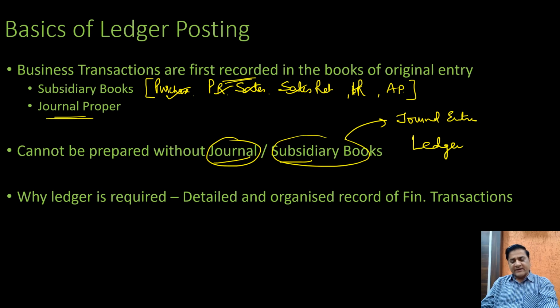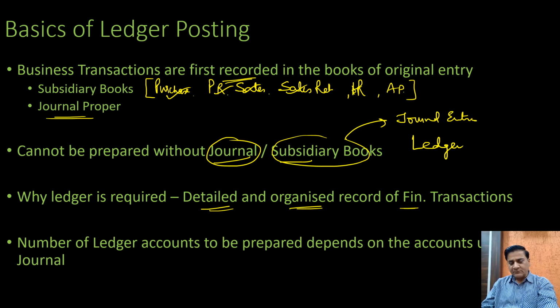Why is it required? The ledger accounts are required to be made so that we have a detailed and organized record of a financial transaction. We'll see how. Now comes the question as to how many ledger accounts are required to be prepared by a company. The answer to this would be it depends upon the nature or size of that organization or business. The smaller the organization, the lesser would be the number of ledger accounts, which means the number of ledger accounts to be prepared depends upon the number of accounts or number of business transactions that you need to enter.